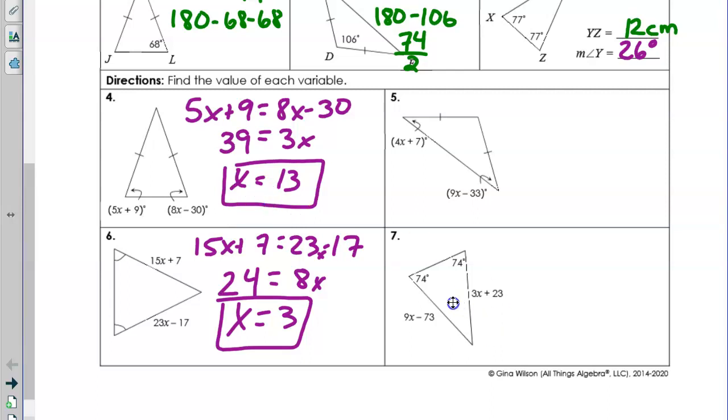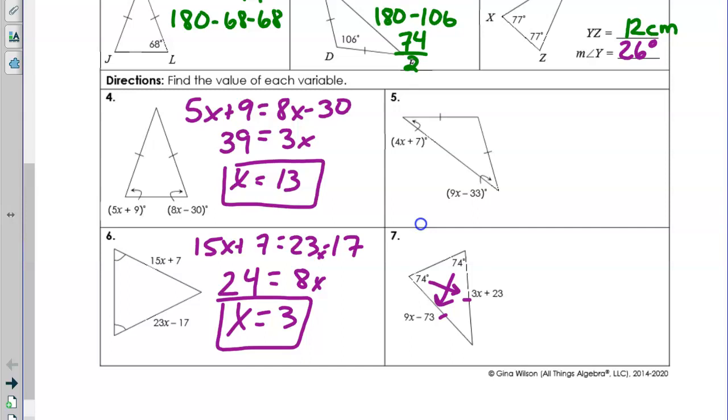7? Okay. So we have 74 and 74. If these angles are the same measure, that means they're congruent. So what does that tell us about the opposite side? Congruent. How is my equation? 74 equals 3x plus.